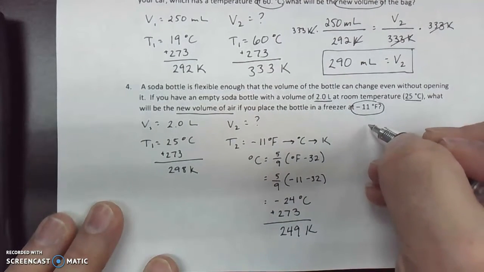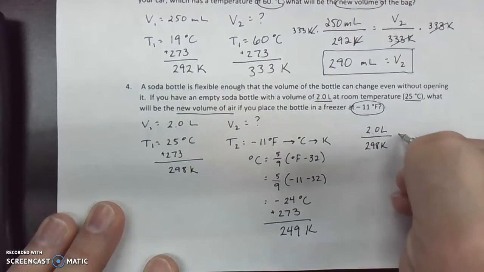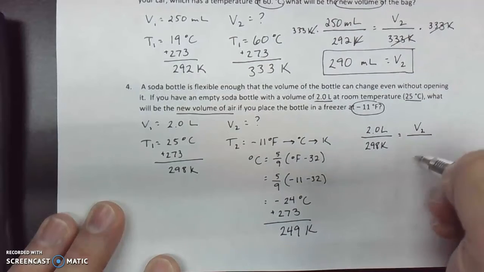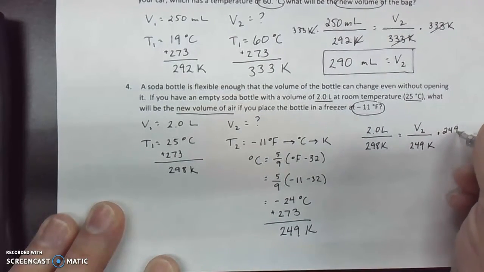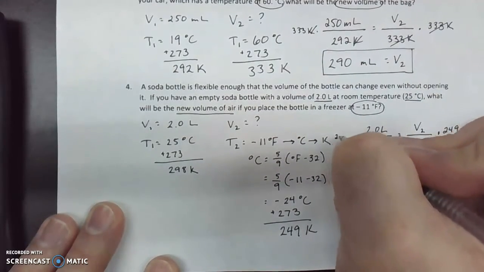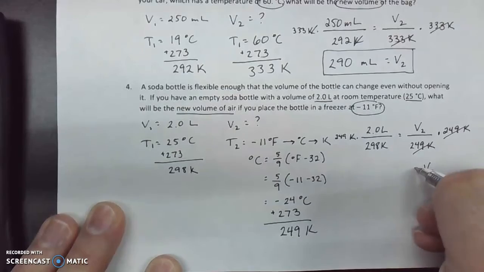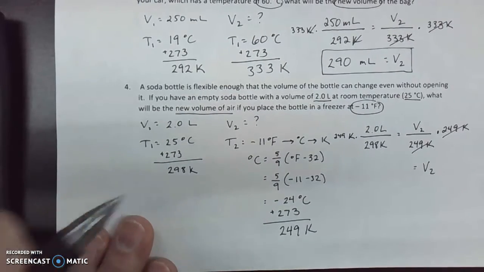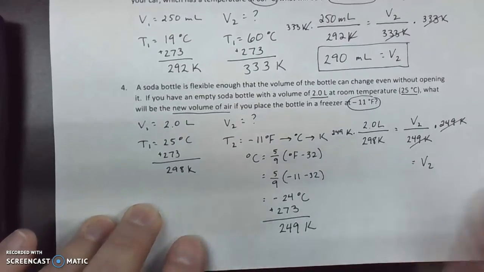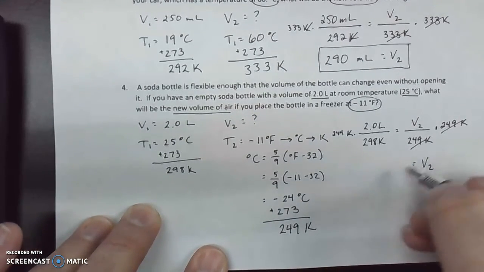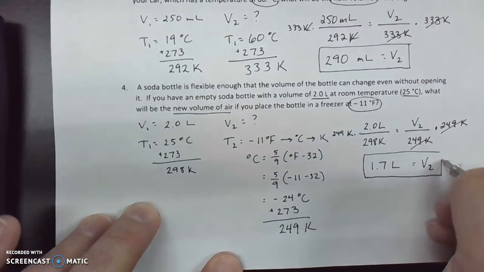So now I can put everything in here. V1 over T1 is equal to V2, which we are looking for, over 249 Kelvin. So I have to multiply both sides by 249 Kelvin. That crosses that out and leaves me with the new volume. So 249 times 2 divided by 298 gives me, with two significant figures, 1.7 liters. So the volume has gone down with the temperature going down.